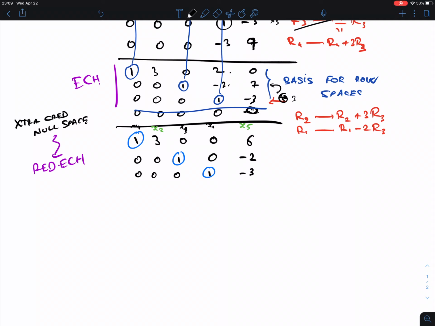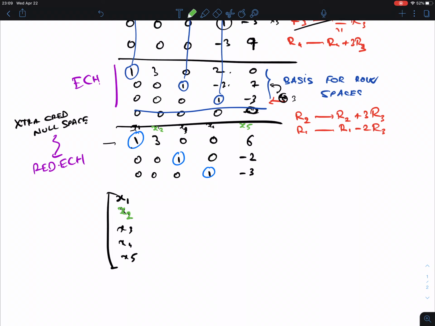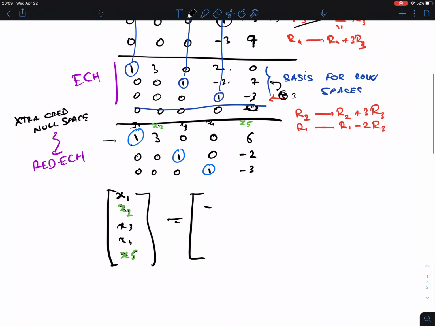And this means that this first row means that 1 times x1, 3 times x2, plus 0 plus 0 plus 6 times x5 is equal to 0. So this means that x1, bring the other to the other side. So let me write it as x1, x2, x3, x4, x5. Sometimes it helps visually that these are the green ones, x2 and x5. So in my second part here, I can only have x2 and x5 occurring. Okay, so x1 is equal to minus 3 times x2, bringing this to the other side, and also minus 6 times x5.